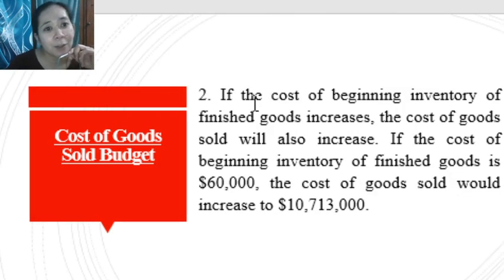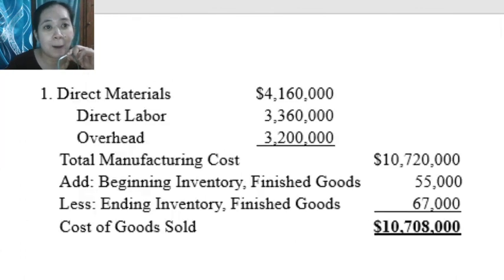For the second requirement, what if the cost of beginning inventory of finished goods increases? Here the cost of goods sold will also increase. If you go back to our format, the beginning inventory is added to the total manufacturing cost, and then the ending inventory is the one which we deduct. Therefore, if we increase the beginning inventory, your cost of goods sold will also increase. That is its effect.